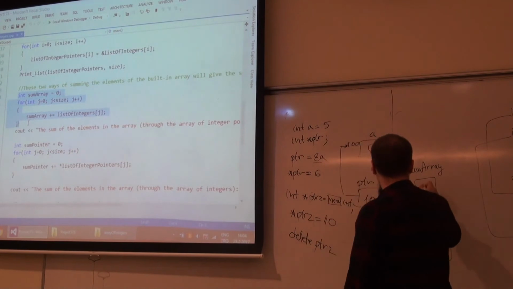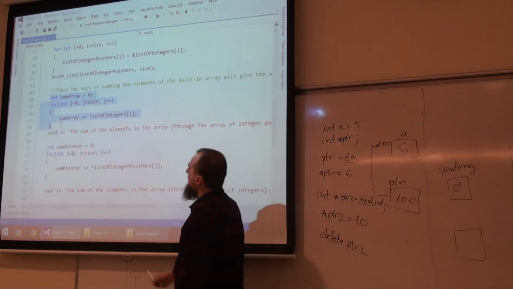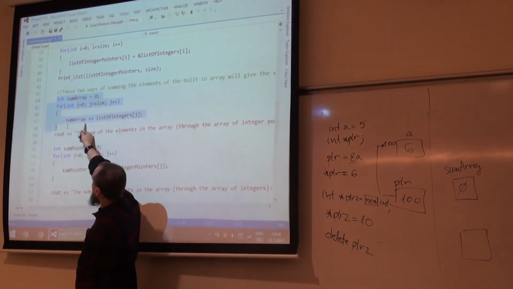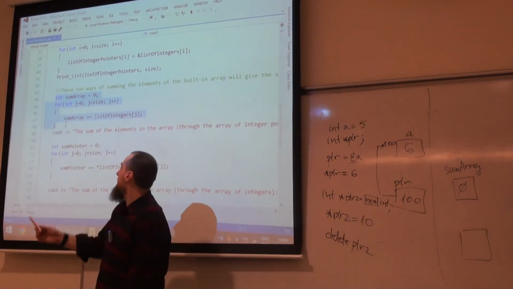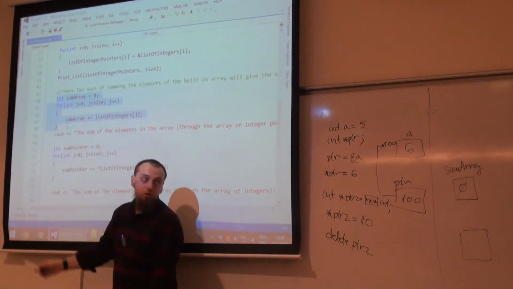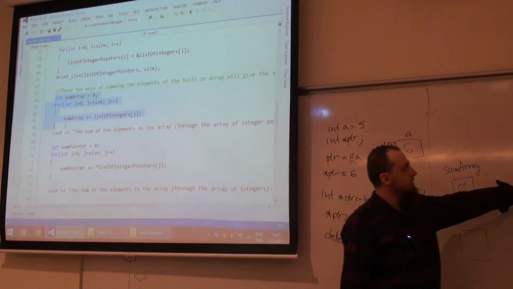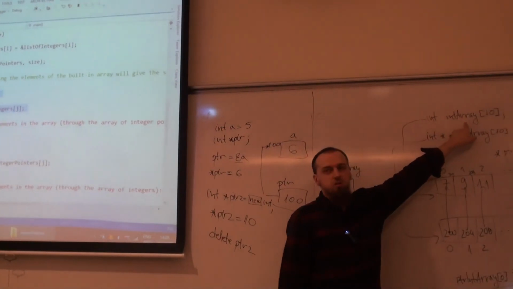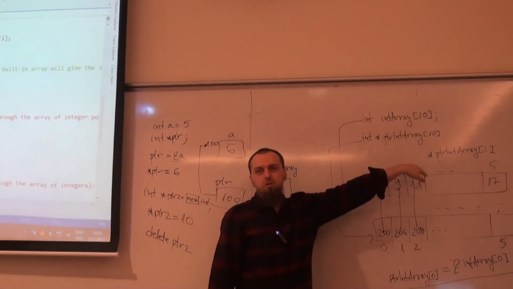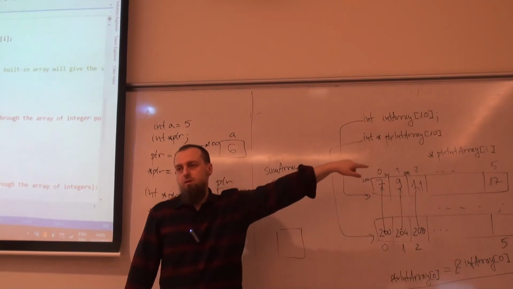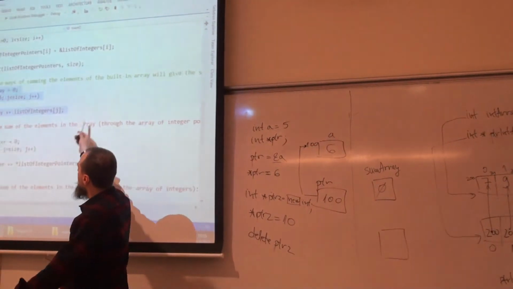I start from 0, since this is sum. And here I find the sum of elements of the integer array. Sum plus equal list of integers. So this is the list of integers. Should I change the name of this array, list of integers? I don't think it's necessary. Okay, I print that sum.